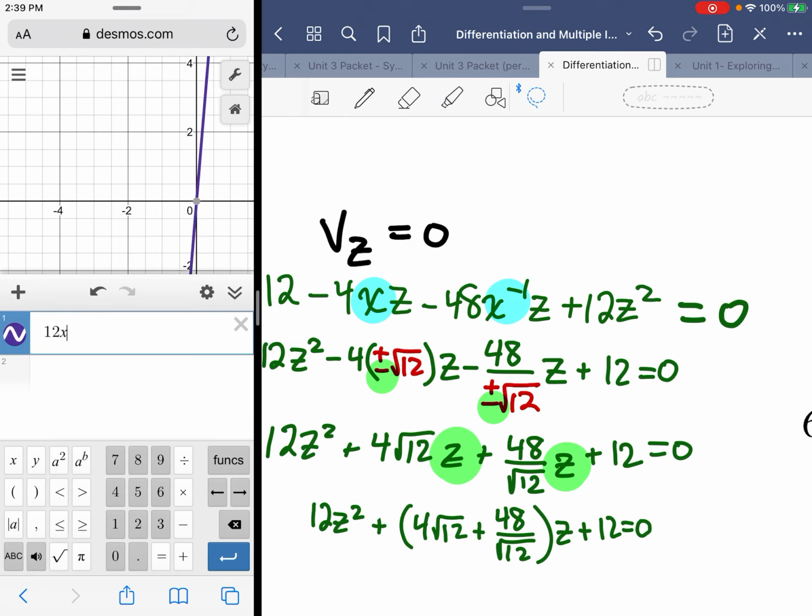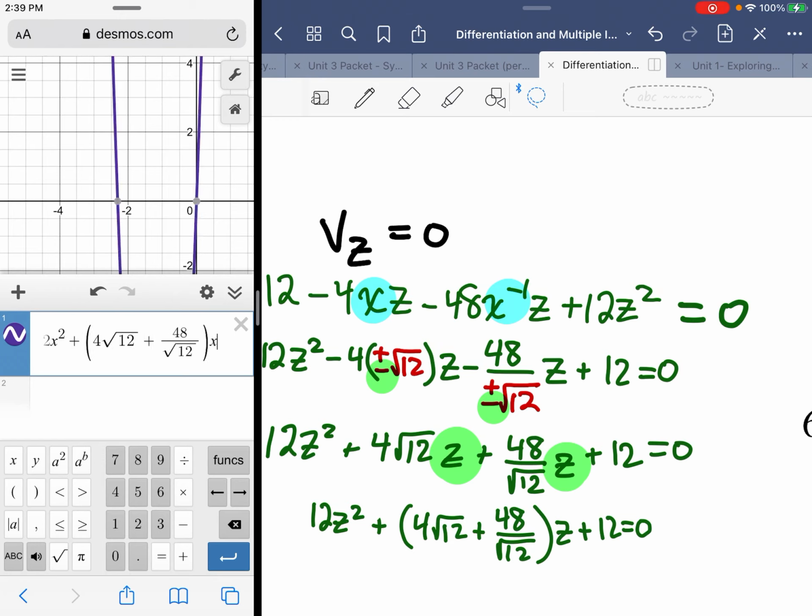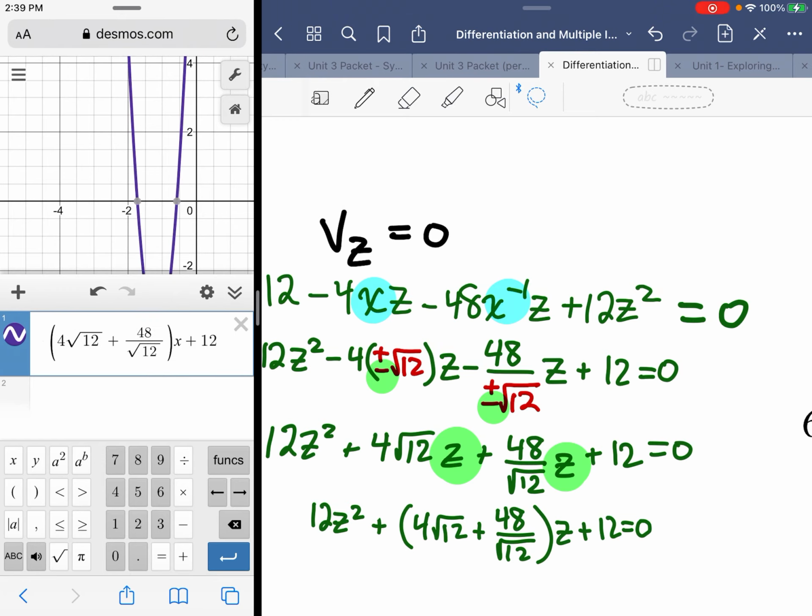I'm going to go a different way. I'm going to say that this is 12x squared plus 4 radical 12 plus 48 over radical 12. Again, not an algebra class. Keep that in mind. Rule of thumb. Plus 12. And I'll say that that's equal to some function that I'll call f of x. Probably should have written the f of x in first.